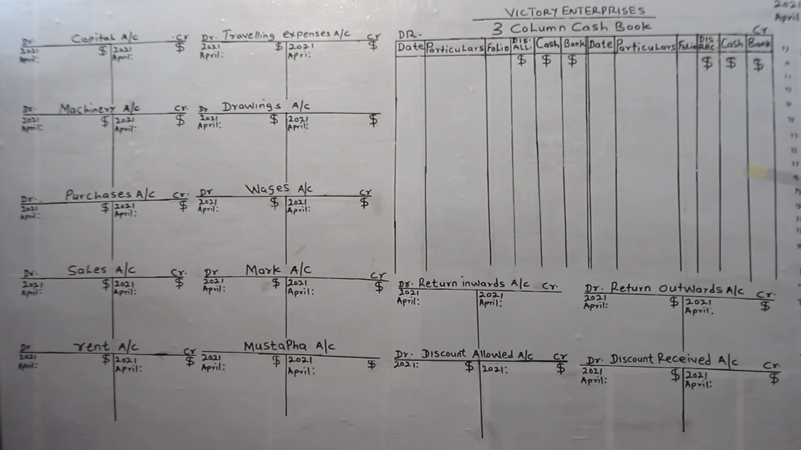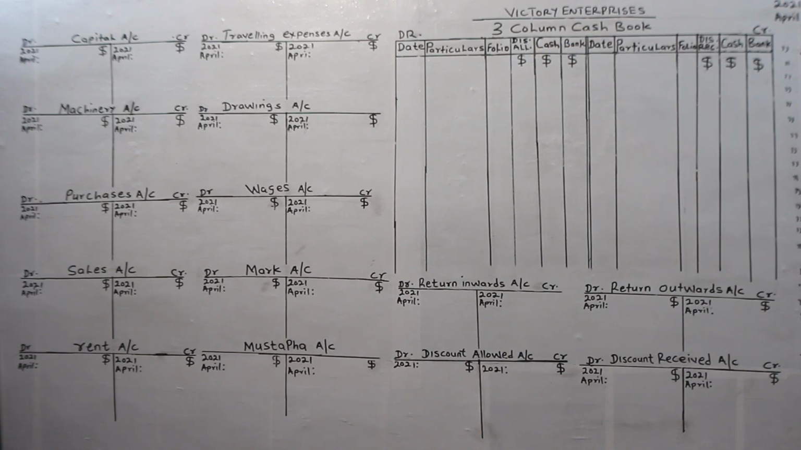DISREC abbreviation. So we have the date, particulars, folio, discount received, cash and bank at the credit side, and at the debit side we have date, particulars, folio, discount allowed, cash and bank. The inclusion of the discount allowed and the discount received makes it 3 columns cash book. 1, 2, and 3. 3 columns.